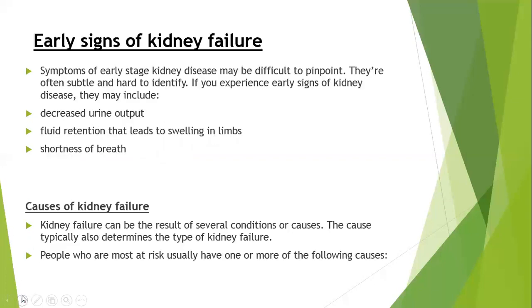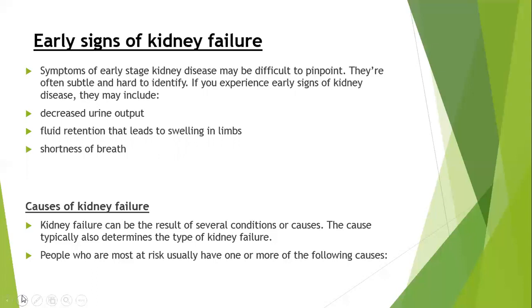So what are the early signs of kidney failure? Symptoms of early stage kidney disease may be difficult to pinpoint. They are often subtle and hard to identify. Early signs include decreased urine output, fluid retention that leads to swelling in limbs, and shortness of breath. This is very important. Decreased urine output may be oliguria, maybe anuria; fluid retention leads to swelling in limbs, and shortness of breath.